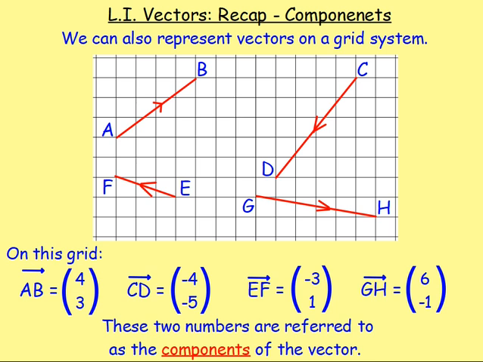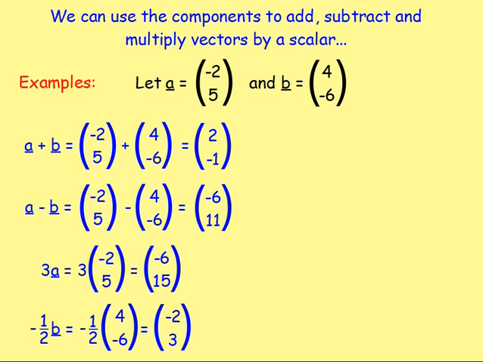You can represent them on a grid system. Here they are drawn out. We have here the vector AB, and you're going along 4 units and up 3, so you would have the components (4, 3). To go from C to D, well, you're having to go back 4 boxes, and you're going down 5 boxes, so that would have the components (-4, -5).